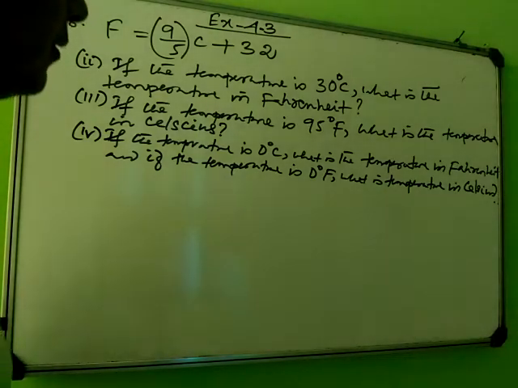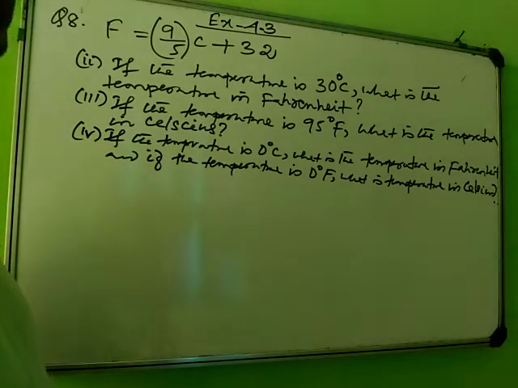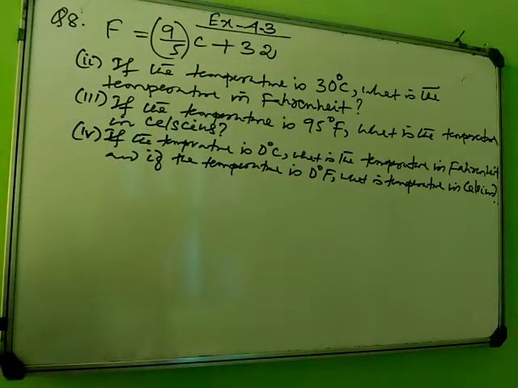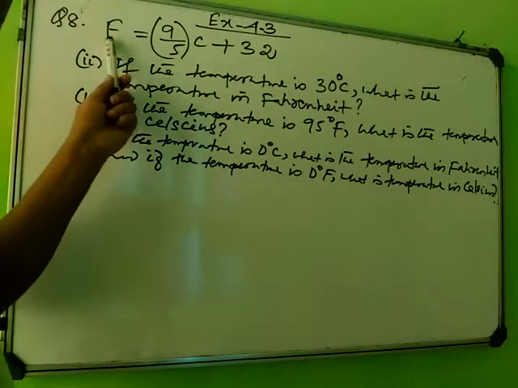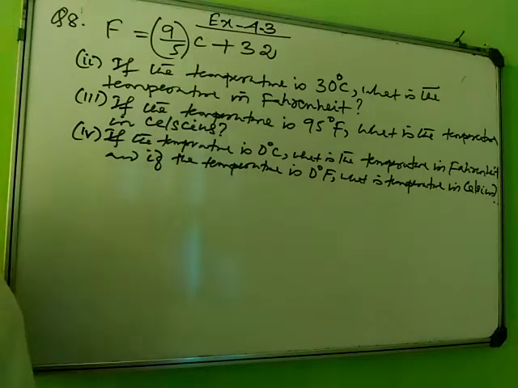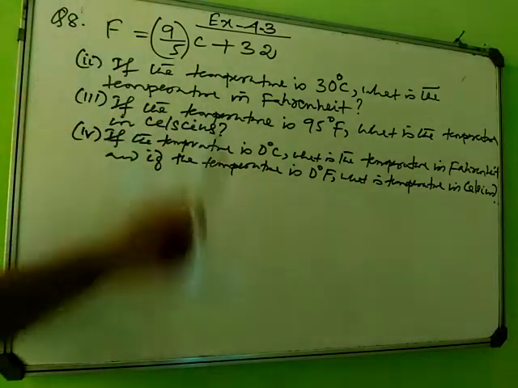Good morning, children. So today we are going to discuss question number 8, exercise 4.3. Here they have given the relation, an equation between Fahrenheit and Celsius. The equation is given. Just take your book and see question number 8.